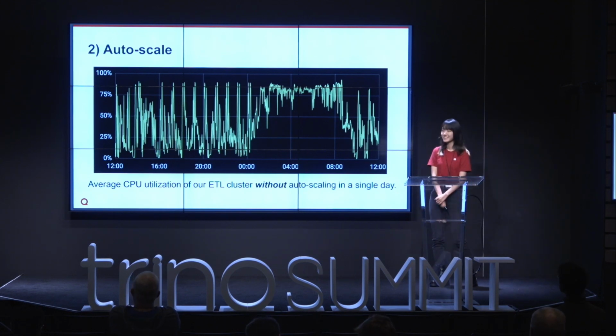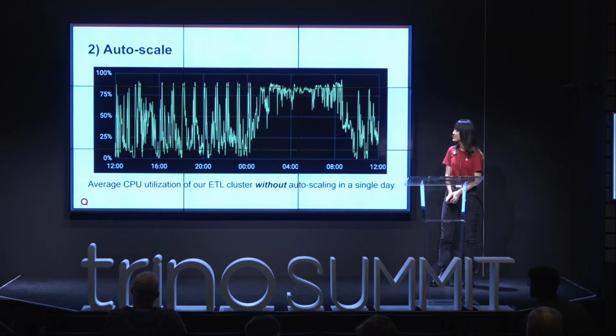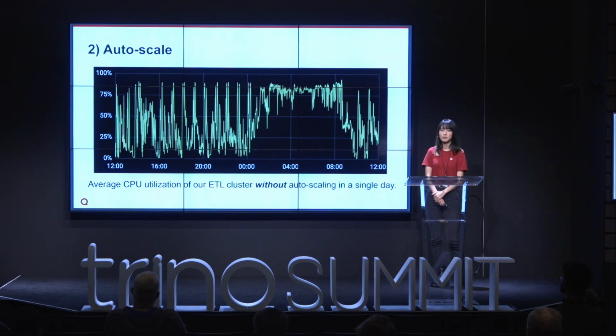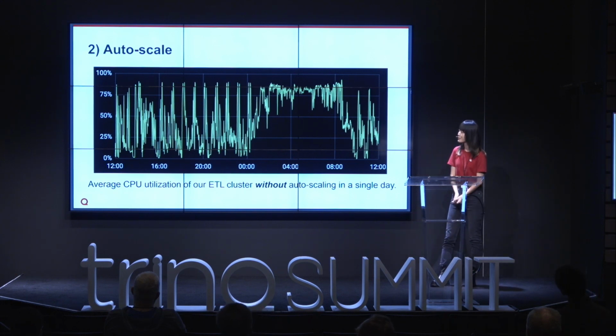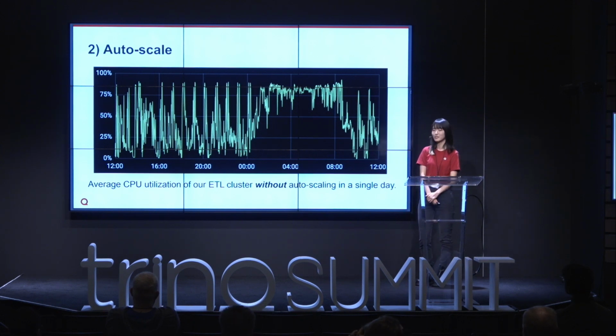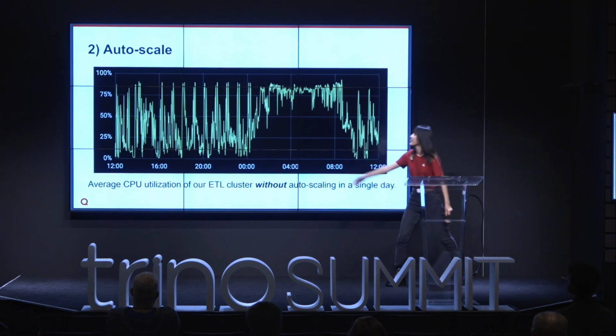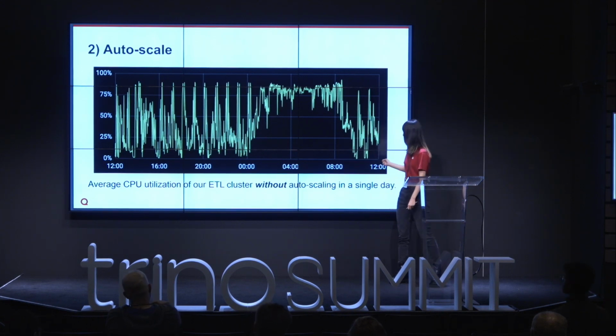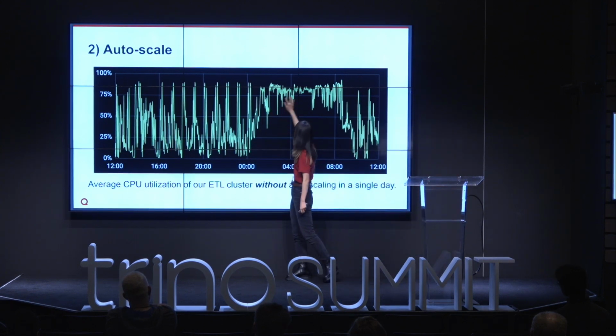The second strategy to save cost: autoscaling. When we first started to use Trino, we ran a fixed number of machines every day. The problem with this is that the cluster does not scale up and down to adapt to our uneven load. Here is a dashboard of the average CPU utilization of our ETL cluster without autoscaling in a single day. The y-axis is the CPU utilization percentage, and the x-axis is the UTC time. It's very clear we have a huge peak here.